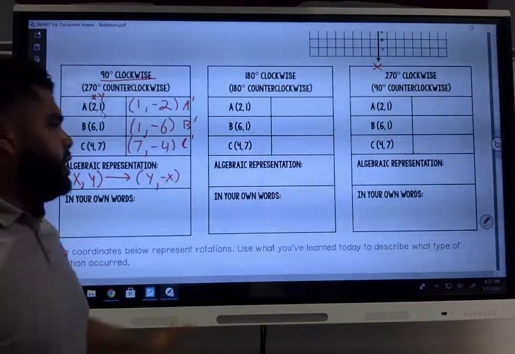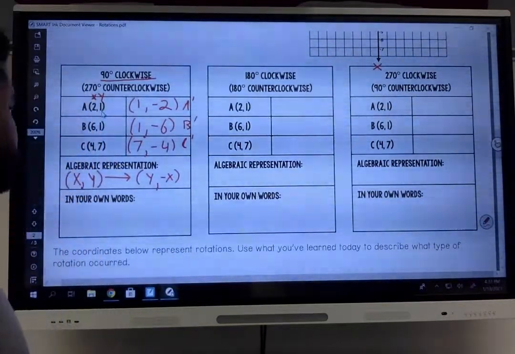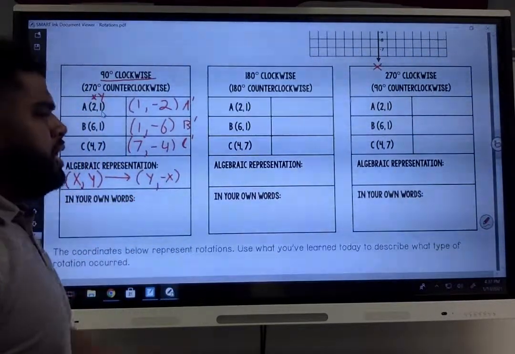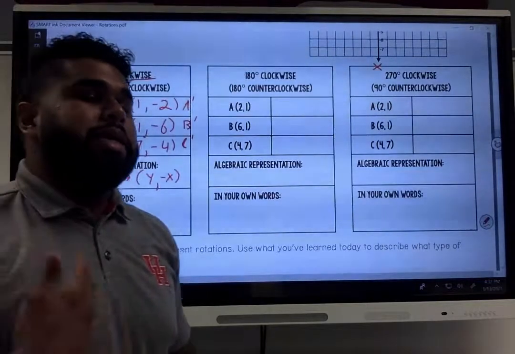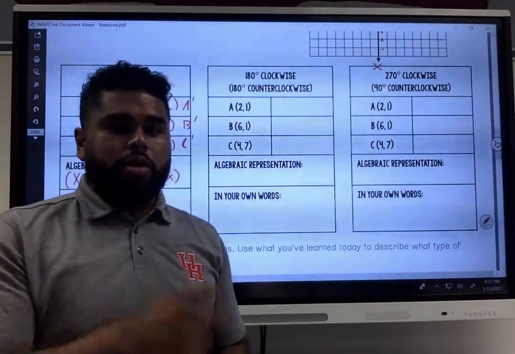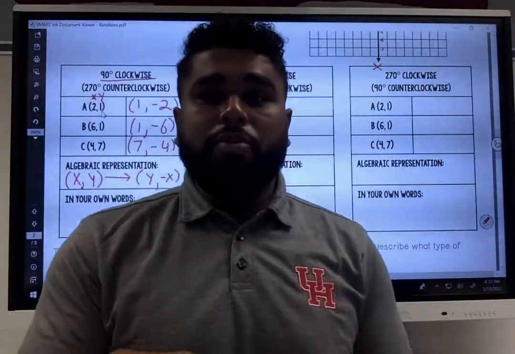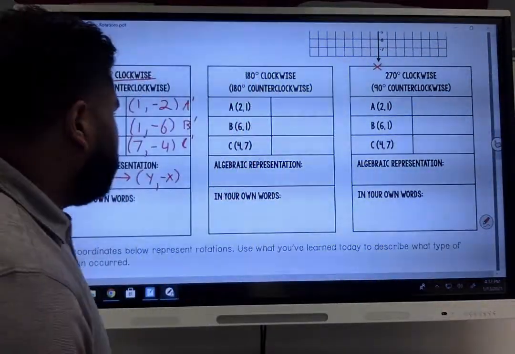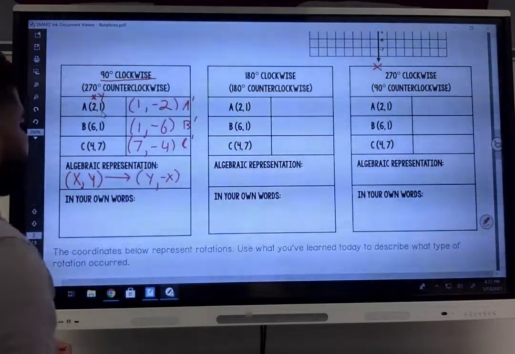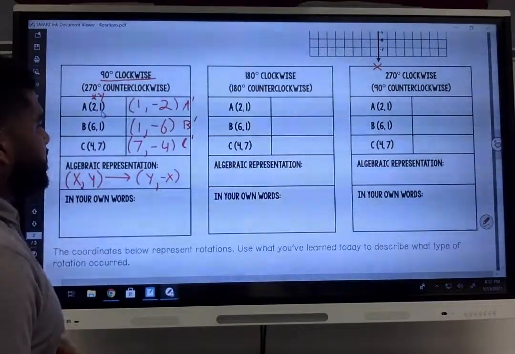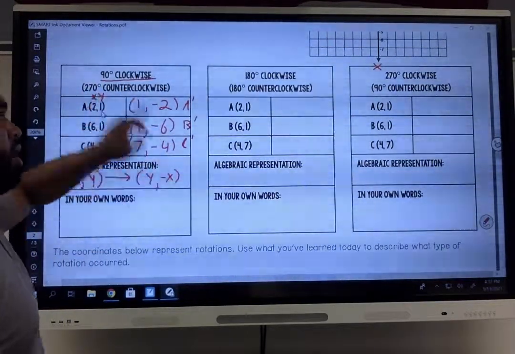And remember, just as you see an algebraic representation that has a negative sign in it, that doesn't mean that the number is always going to be negative. It's just going to be opposite of what it originally was. So if it was a negative, it would be positive. If it was a positive, it would be a negative, okay? So that's the algebraic representation for a 90 degrees clockwise turn or a 270 degrees counterclockwise.